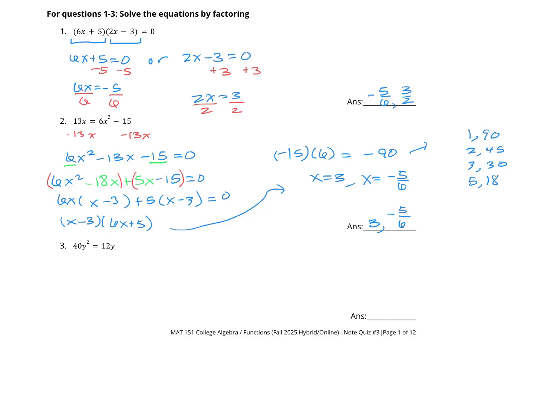For the next problem, we'll go through and factor again. Resist the temptation to divide by any y's. We can't do that. So subtract 12y from both sides. We get 40y squared minus 12y equals 0. We can factor this by taking out both a common factor of y and a common factor of 4. If we take out both of those, we are left with 10y minus 3. We set each of those factors equal to 0.